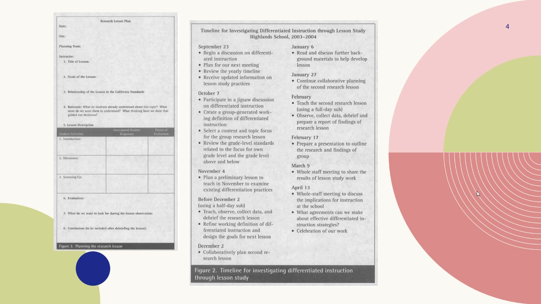So they were able to plan this whole year. I believe they did the lesson study 2 or 3 times specifically, but they were constantly reflecting and talking and discussing, and they used it as a way to discover how they could better do differentiated instruction in the classroom.